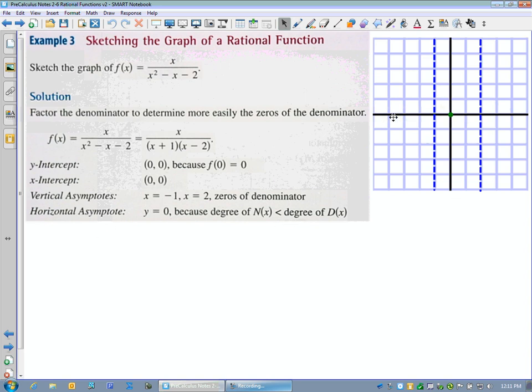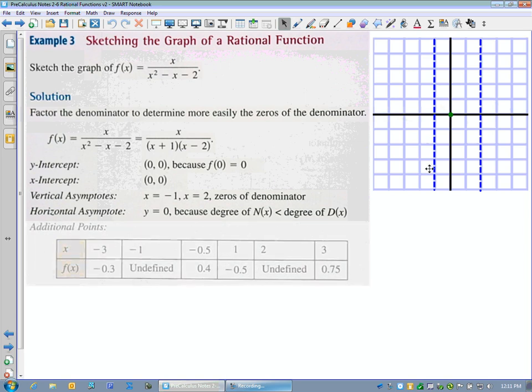Now for the x-axis, you don't need to draw a dashed line because that line is already there. You just need to recognize that it is an asymptote. That's why we're listing it here. All right, next we want to plot some additional points. And we want points between here, and to the right, and to the left. So if we look to the left, if I plug -3 into the function, I'm going to get -0.3. So -3, -0.3 gives me a point right there.